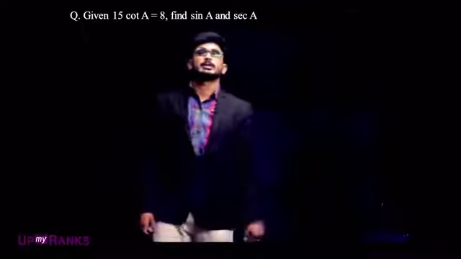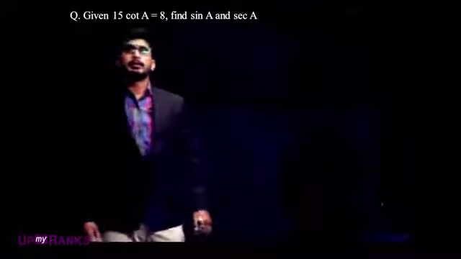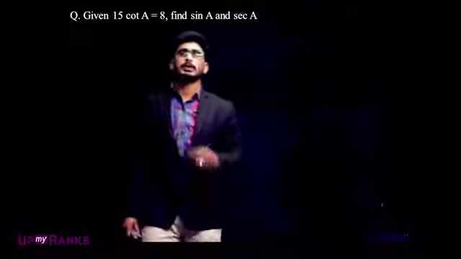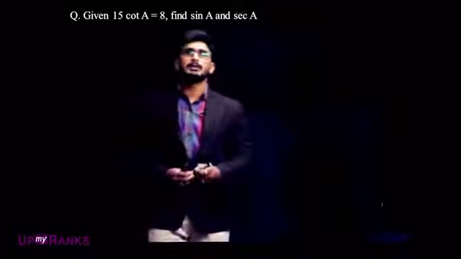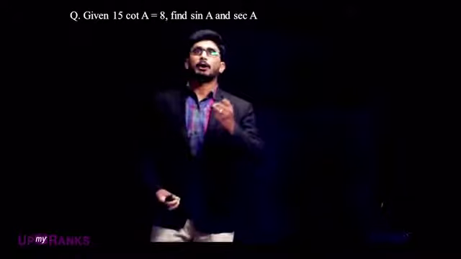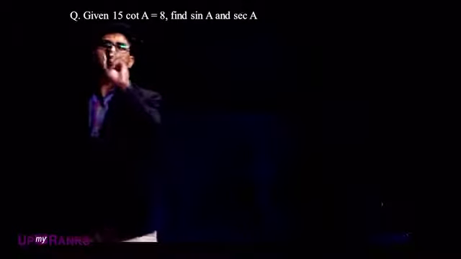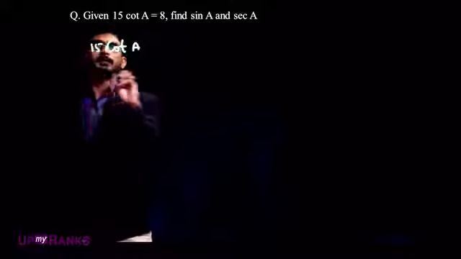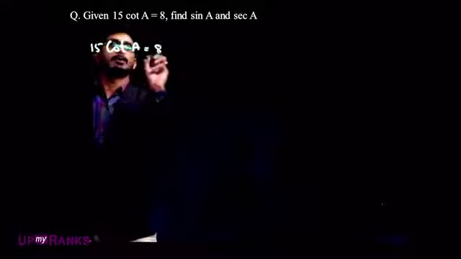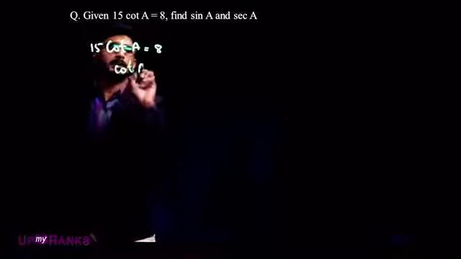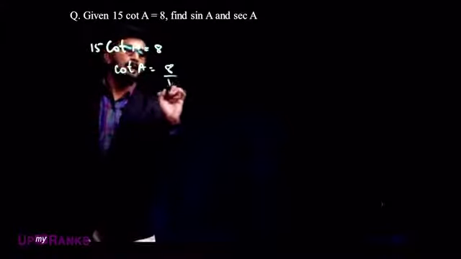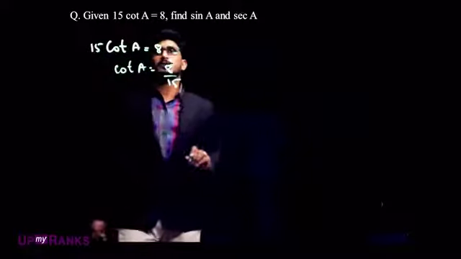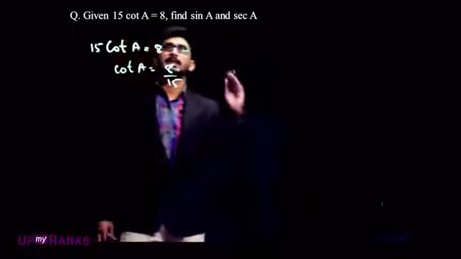So the next question, children: given 15 cot A is equal to 8, find sin A and secant A. Don't get confused with this type of question. It's just given that 15 into cot A is equal to 8, so I can write cot A is equal to 8 by 15. I have to find sin A and secant A.